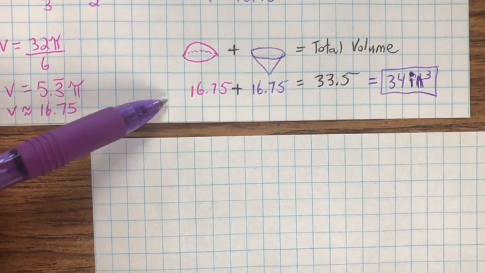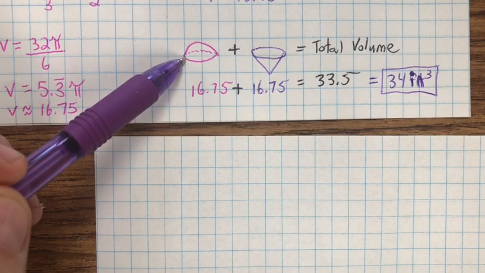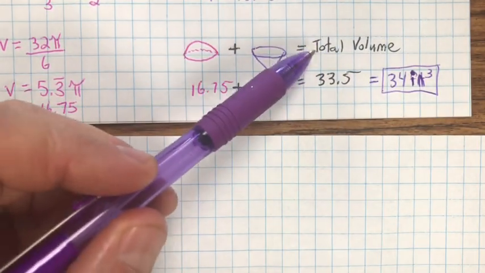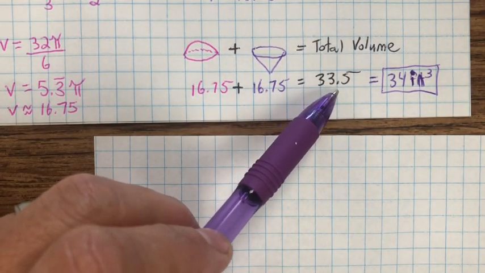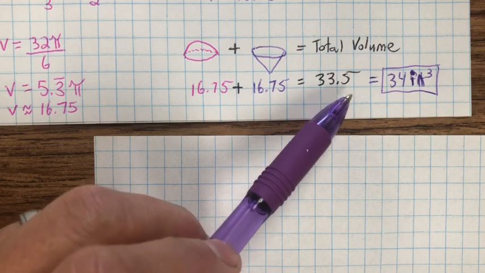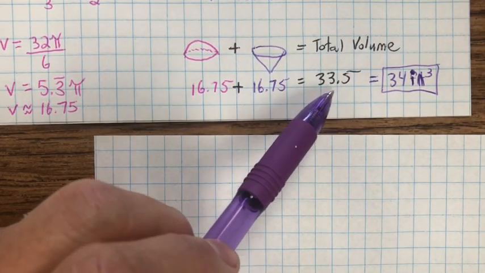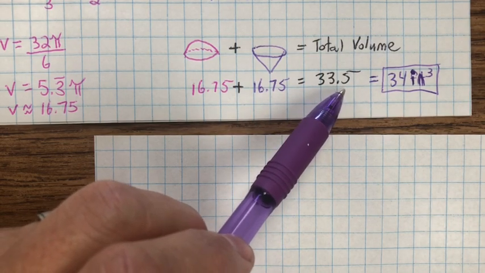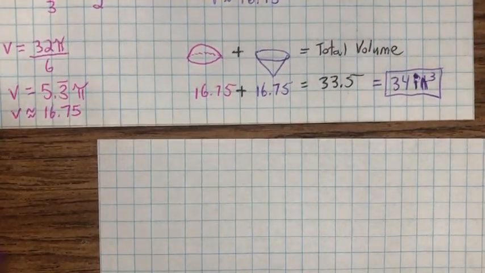So now we add the volume of the hemisphere plus the volume of the cone to get the total volume of the figure, which is 33 5/10. But the directions said round to the nearest whole number. So we go to the nearest whole number, go to the right. That is 5 or higher, so we're going to round up to 34 cubic inches.